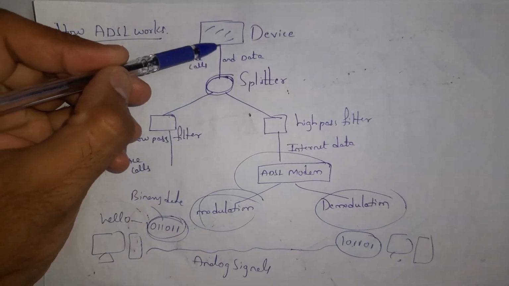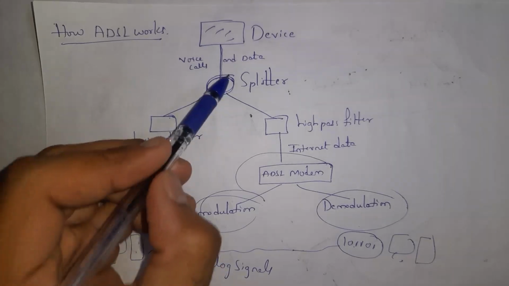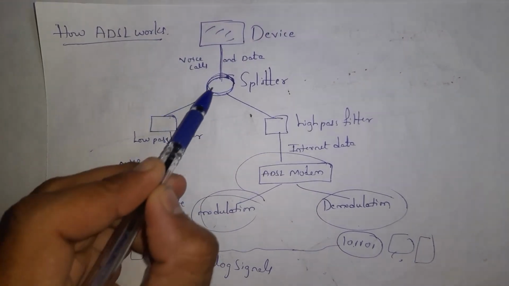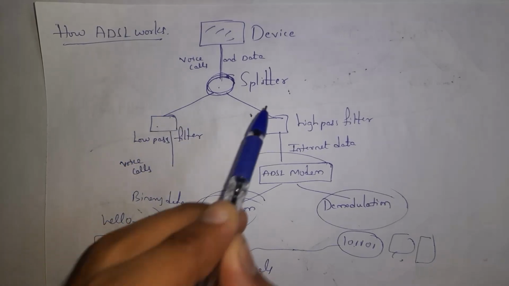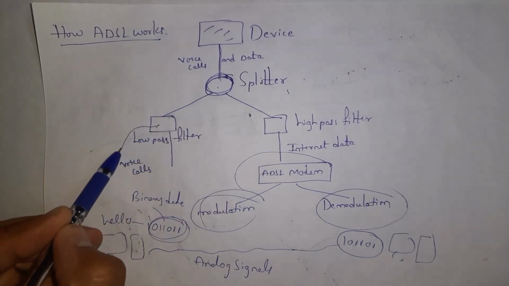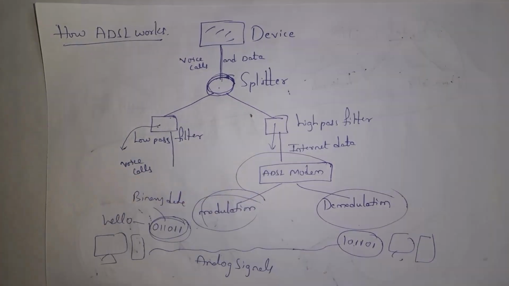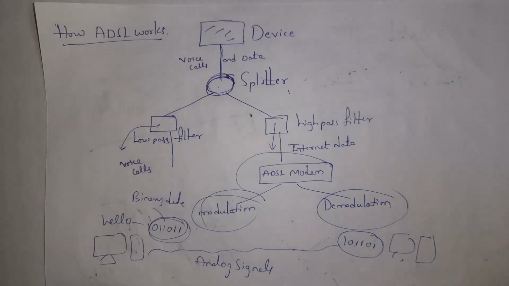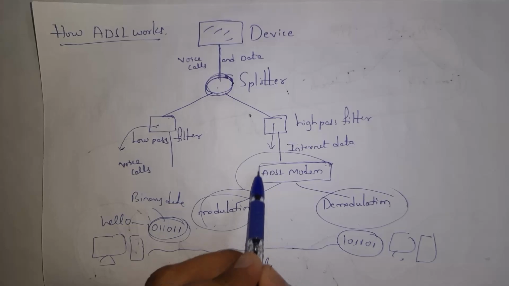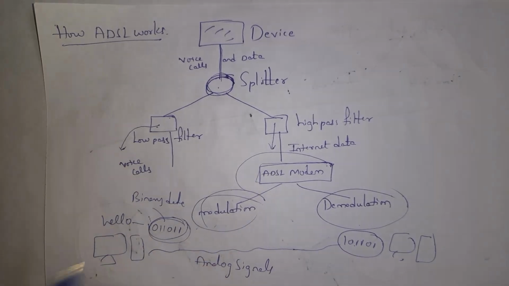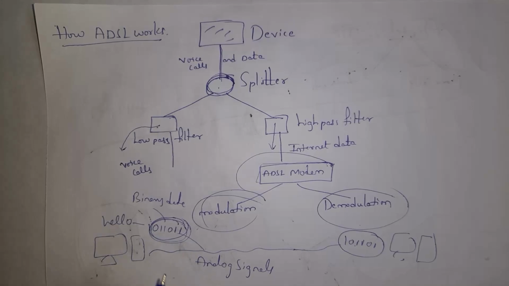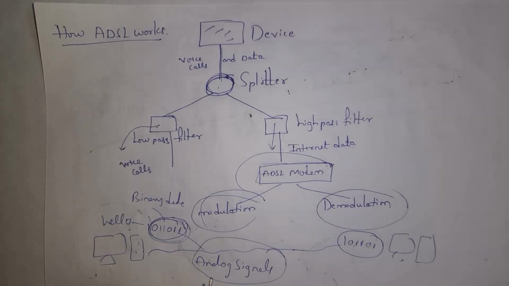So whenever voice calls and data both travel in a single cable, the splitter device will take voice calls and data, and in the splitter device there is a low pass filter and a high pass filter. The low pass filter will take only voice calls and it will block internet data, whereas the high pass filter will take only internet data and it will block voice calls. That is why Airtel, Jio, BSNL all are providing internet and voice calls without any interruption. And further, internet data is transferred to the ADSL modem, which will perform modulation and demodulation. Converting binary data to analog signals, that is continuous waves, is known as modulation. Converting our analog signals back to binary data is known as demodulation. This is how ADSL works.